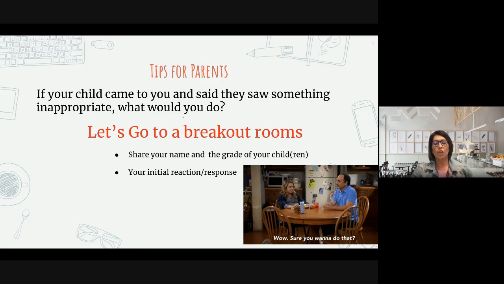And then just share what your initial reaction or response might be, right? Not one that you've crafted and reflected on, just something that your kid came to you with. What would your initial reaction or response be? We're going to do that for about 4 minutes. It's going to be quick, but I would like you all to put a face to a name and make a connection.